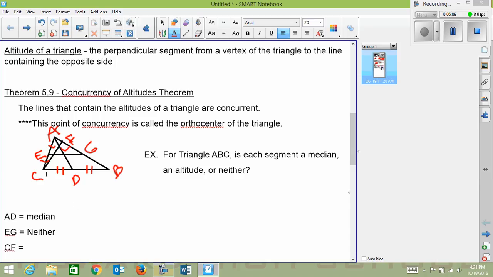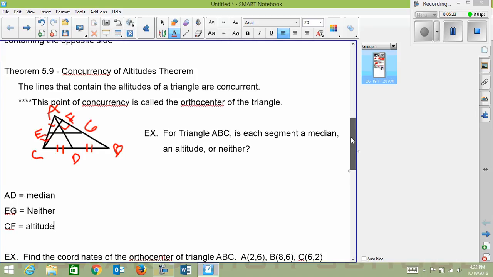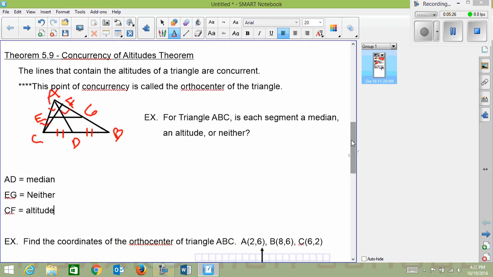And CF is the other one, so from C over here to F, it's not to the midpoint, so it's not a median, but there is a right angle right here which shows that this line here and this one are perpendicular. So that would have to be an altitude. So there it kind of shows the difference between a median and altitude.